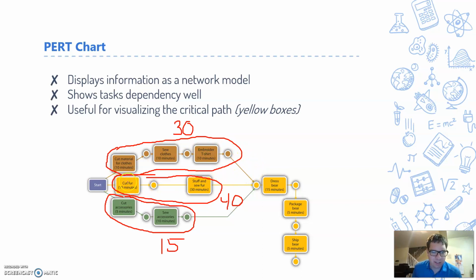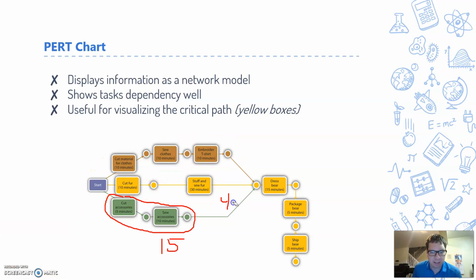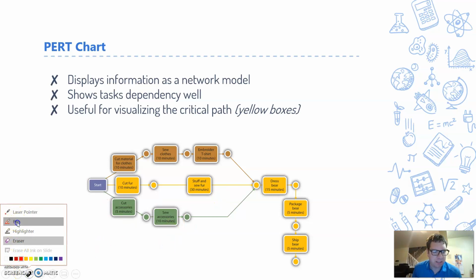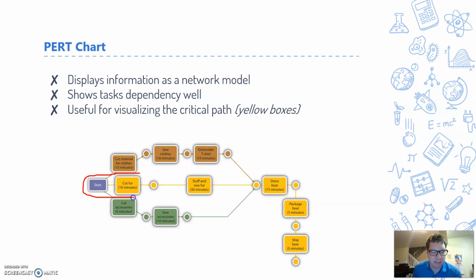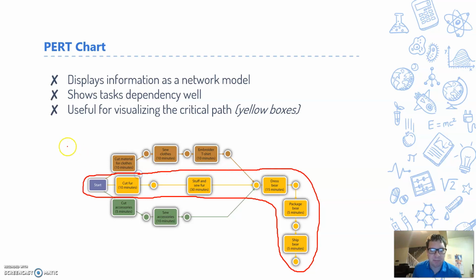So this yellow path, and let's see if I can erase all of this real quick, makes up our critical path. So let me just highlight that again. Our critical path is this path right here. The critical path being the shortest amount of time that we can complete this. So all the stuff on here is our critical path. So say you have enough people assigned to work your assembly line, but some people call in sick. You could pull them off of the critical path, but then you'll slow down.